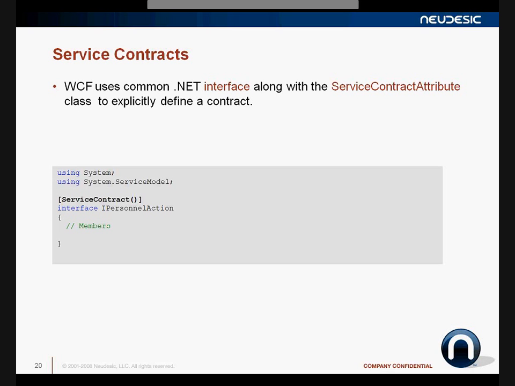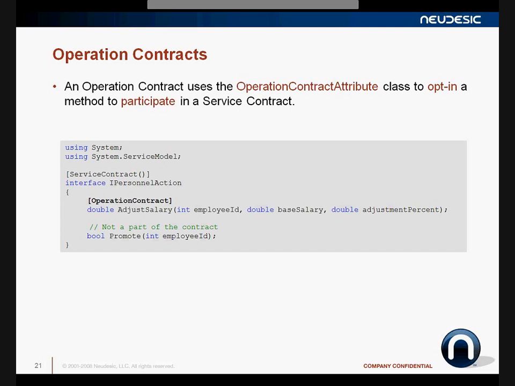And what you'll notice here is I'm using System.ServiceModel, which is the namespace that maps to System.ServiceModel.dll. In addition to opting that interface in as a service contract, I also have to use the operation contract attribute to opt in each corresponding method. So in this example, I might have a method called AdjustSalary that returns a double amount and takes as parameters an employee ID, a base salary, and the percent to adjust that salary. And this might be a service for a human resources line of business application.